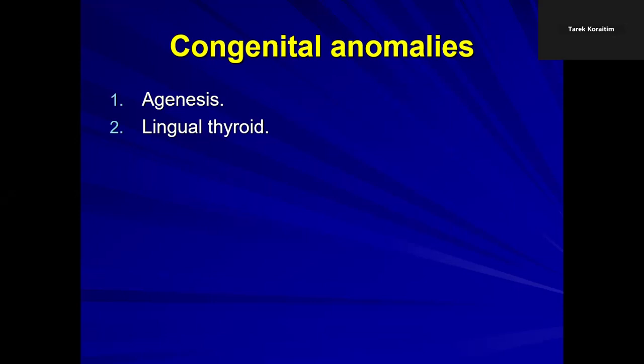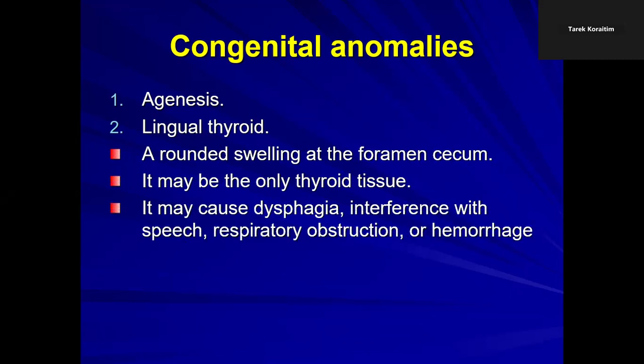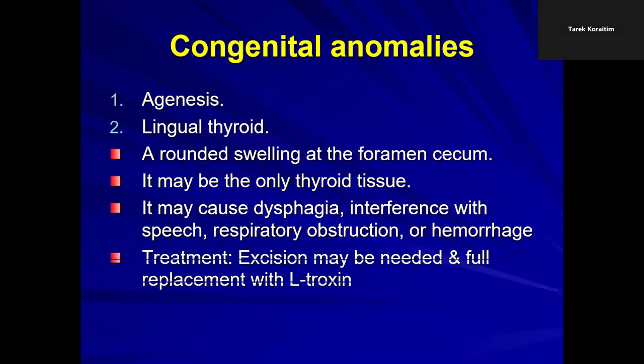Sometimes this migratory process fails to occur and the thyroid remains in the foramen cecum, at the junction between the anterior 2/3 of the tongue and the posterior third of the tongue, and the baby is born with this lingual thyroid, which presents as a rounded swelling that may be the only thyroid tissue present in his body. It may cause dysphagia, interference with speech, crying, respiratory obstruction, or hemorrhage. It looks like this, and it should be treated by excision.